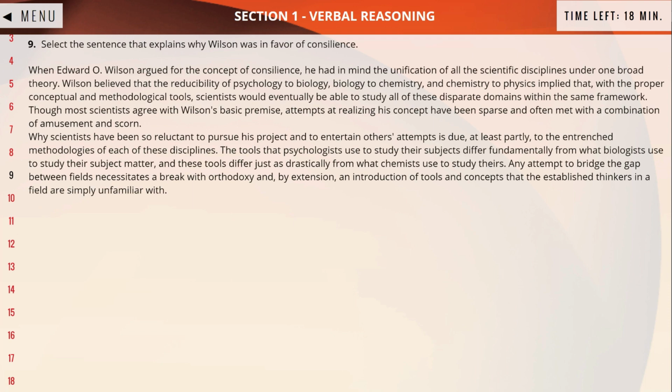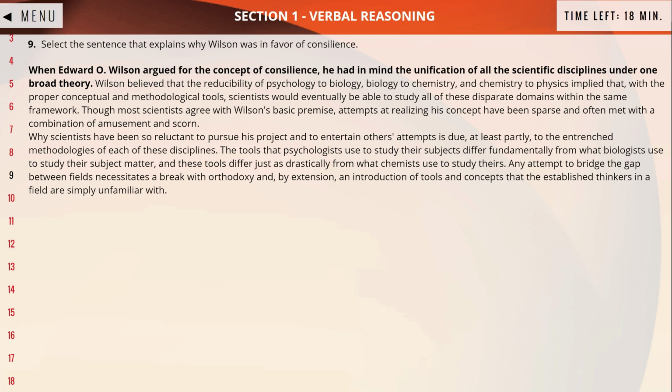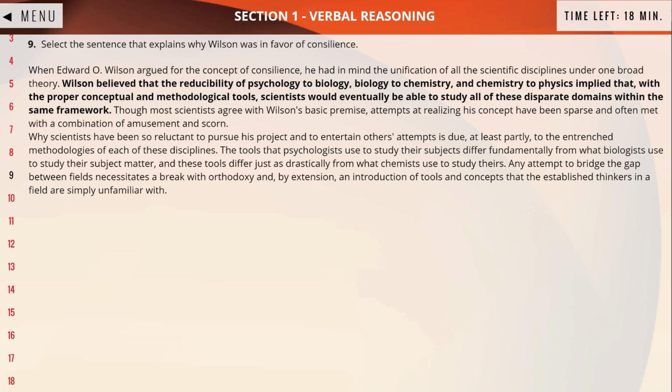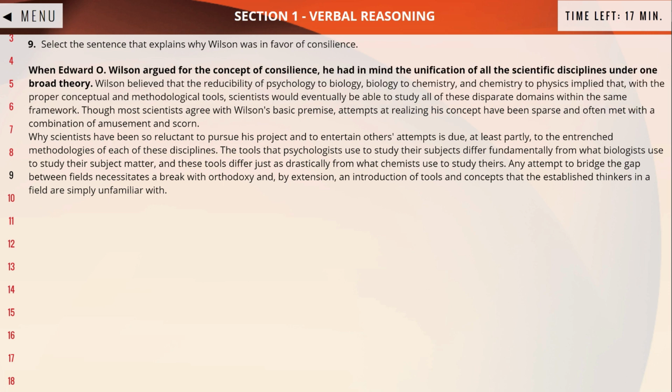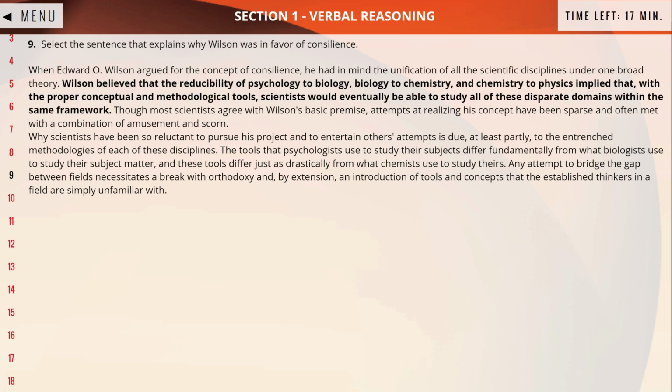Select the sentence that explains why Wilson was in favour. I think because if we have consilience, we can study all these disparate domains within the same framework. That's like the dream. That's why he liked it. All the other stuff is the negatives. The second paragraph is the negatives. I get that the first one is unifying all the scientific disciplines, but that's not why we're doing it. That's just what we're going to do. This one is the goal. We get to study all of these within the same framework. Yeah, happy with that.